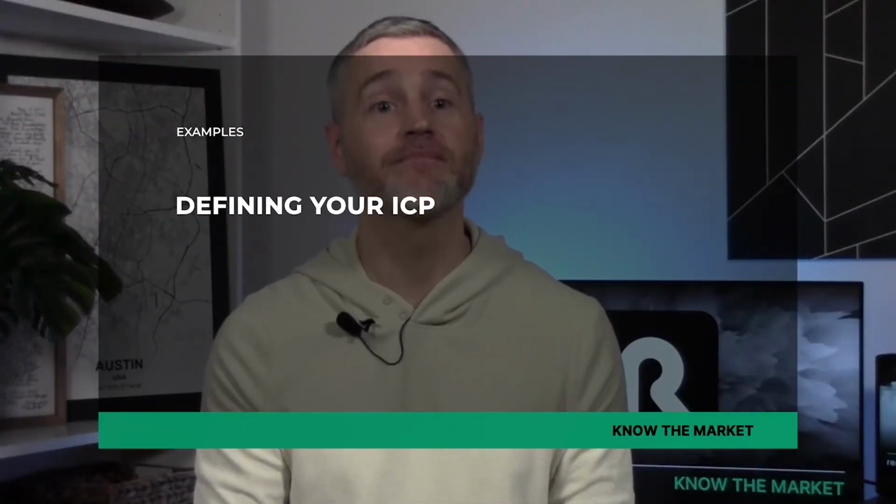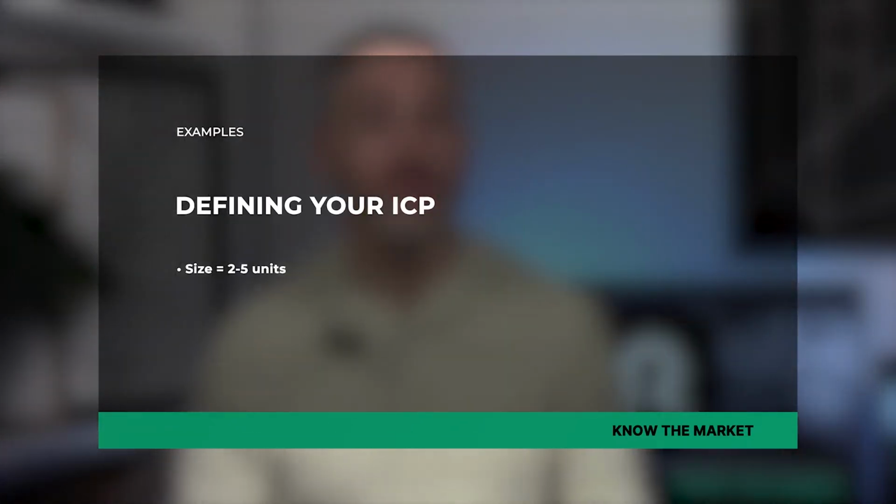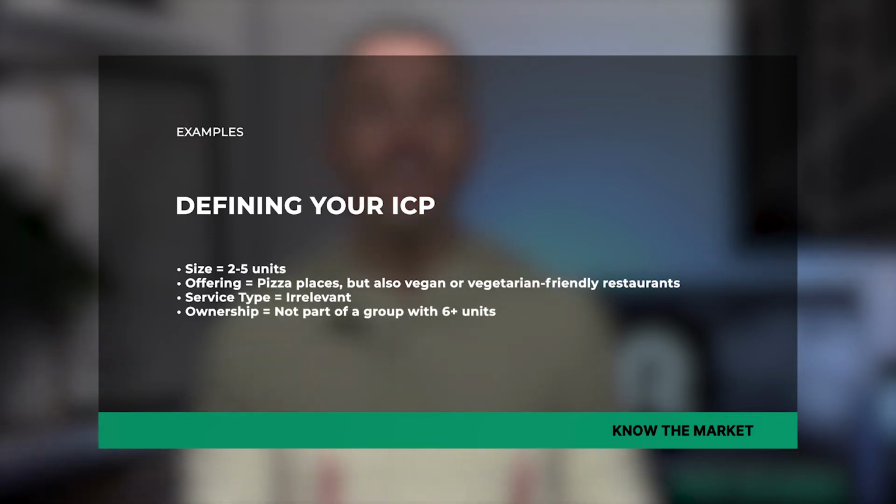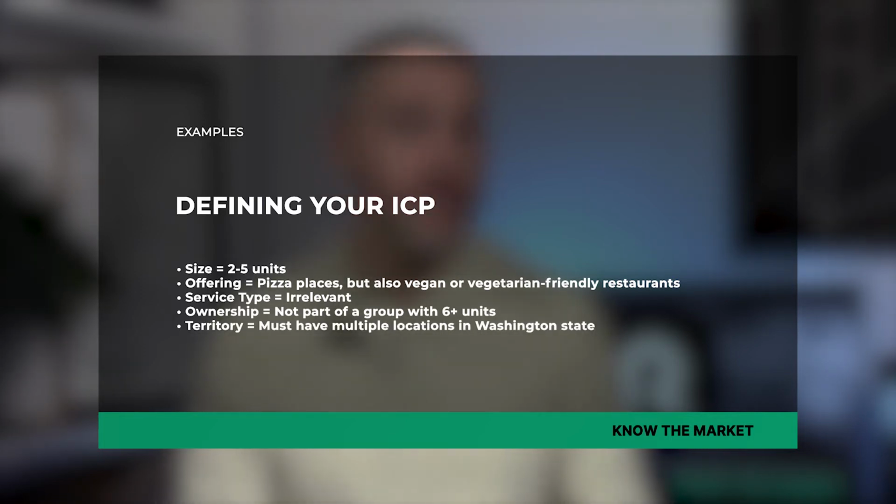Size, 2 to 5 units is probably comfortable. Offering, anyone with pizza on the menu is ideal, but maybe anyone who advertises themselves as vegan or vegetarian friendly. Service type, doesn't matter. Ownership, not part of a group with more than 6 units. Territory, must have multiple locations in Washington state. Life cycle, none. Tech stack, none.